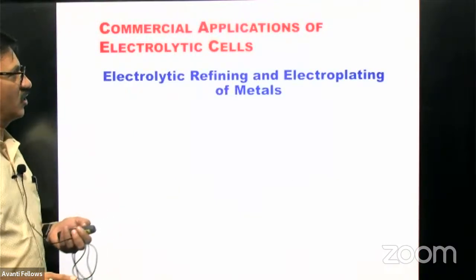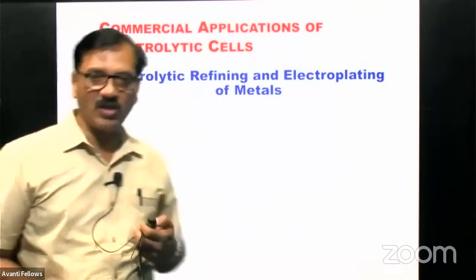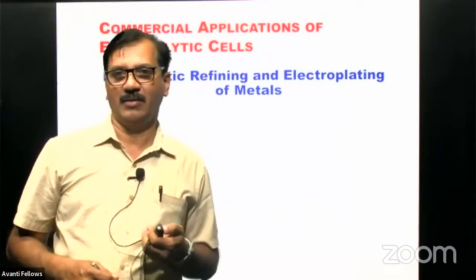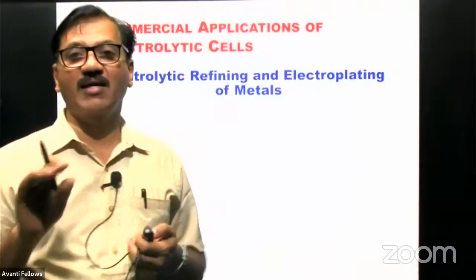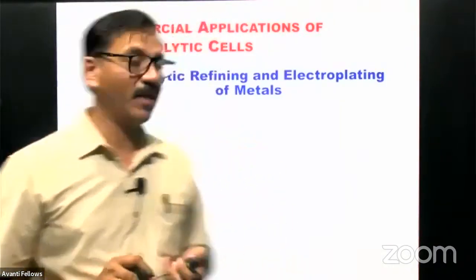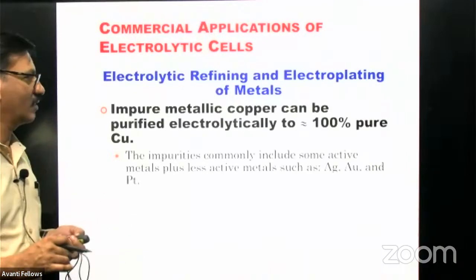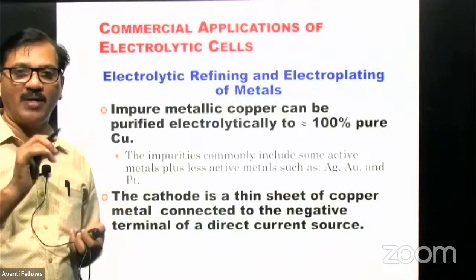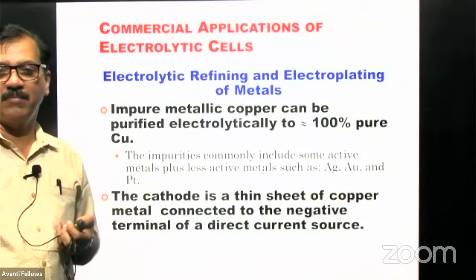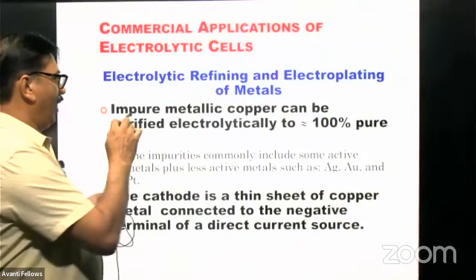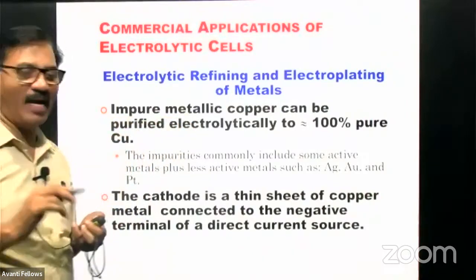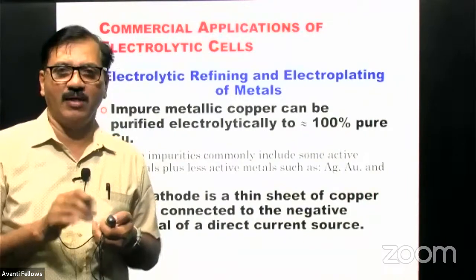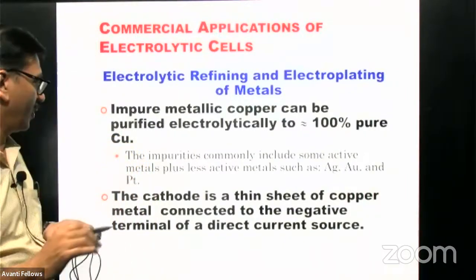Now, the commercial application of the electrolytic cell. The commercial applications of the electrolytic cell are electroplating and electrolytic refining. So the electrolytic refining of copper is done by using electrical current, and impure copper can be refined to almost 100%. To the extent of 100%, we can get pure copper.